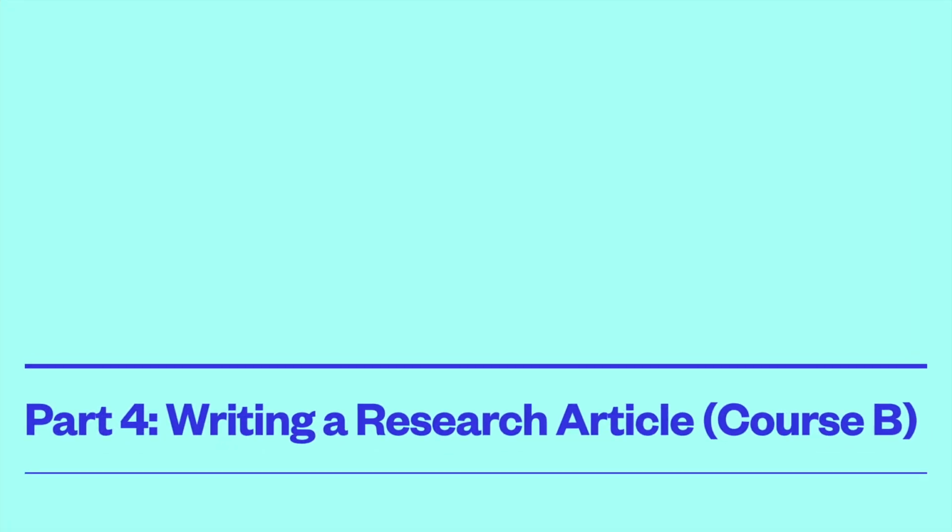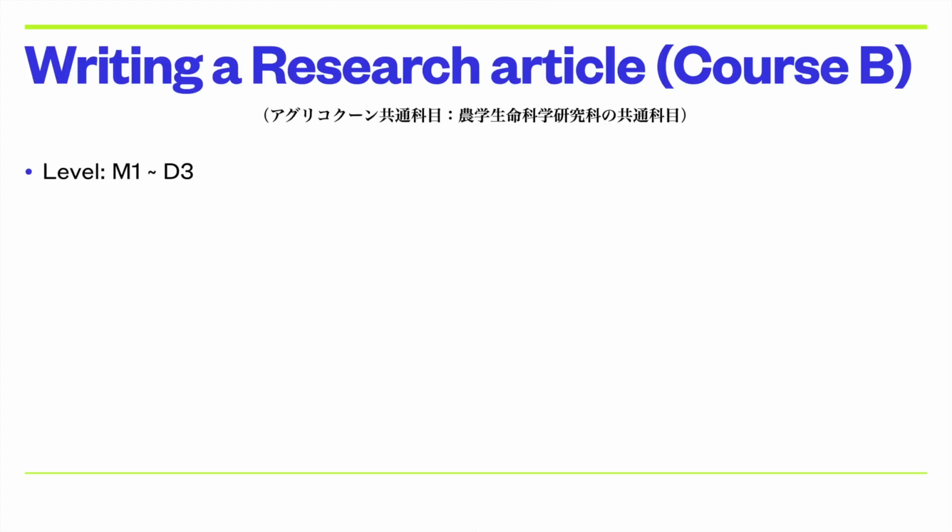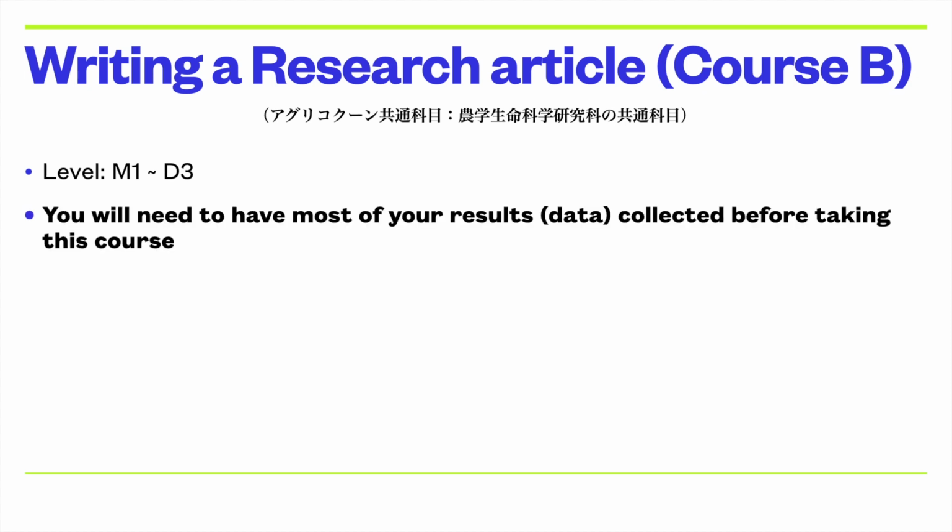Writing a Research Article, Course B. The course runs in the autumn semester, October to January. This course can be taken by any graduate student. Please note, you will need to have most of your results collected before taking this course because previous students have struggled to complete experiments, studies, and take this course at the same time.